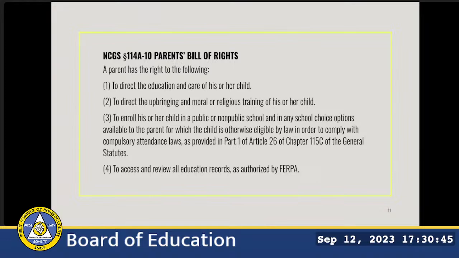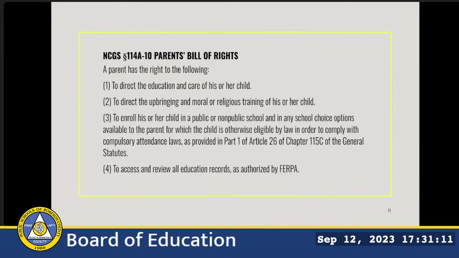All right, third is to enroll their child in a public school or non-public school and in any school choice options available to the parent for which the child is otherwise eligible by law in order to comply with compulsory attendance laws. Now, this is not well drafted. This language is unclear and it's not well drafted, and stop and think about what this can mean.